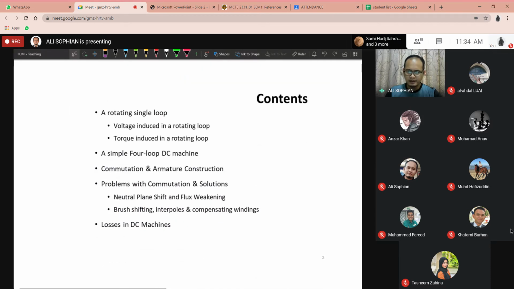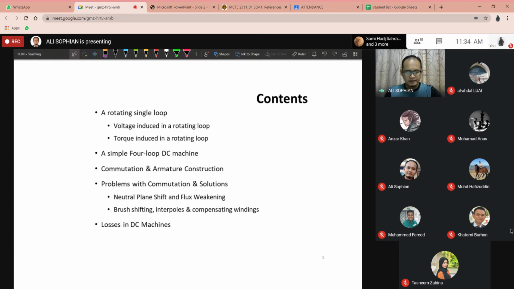Right, and here are the contents. We will go through the theory, the explanation of how these machines work, and we are going to start with the most simple form of this machine, which is a single loop. In real machines, you've got so many loops, so many windings on the rotor. To help us understand it gradually, step by step, we are going to build our understanding starting from a single loop.